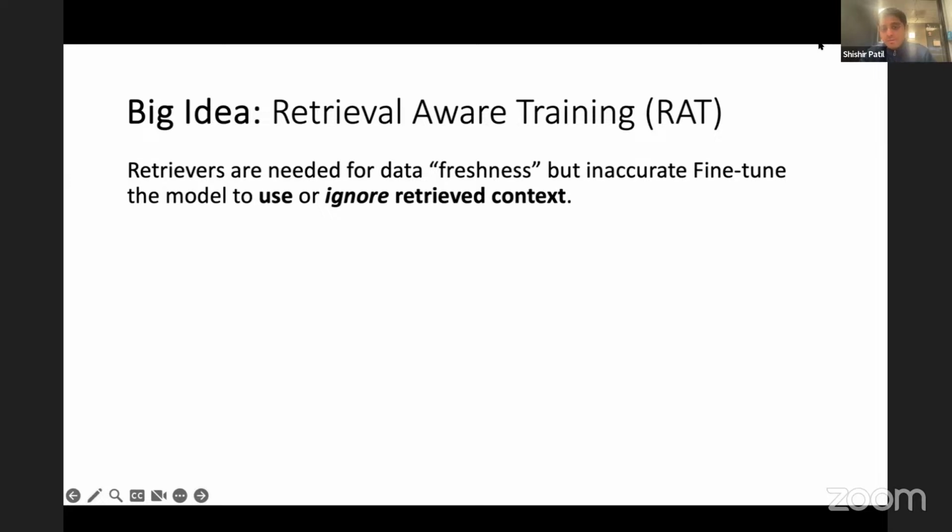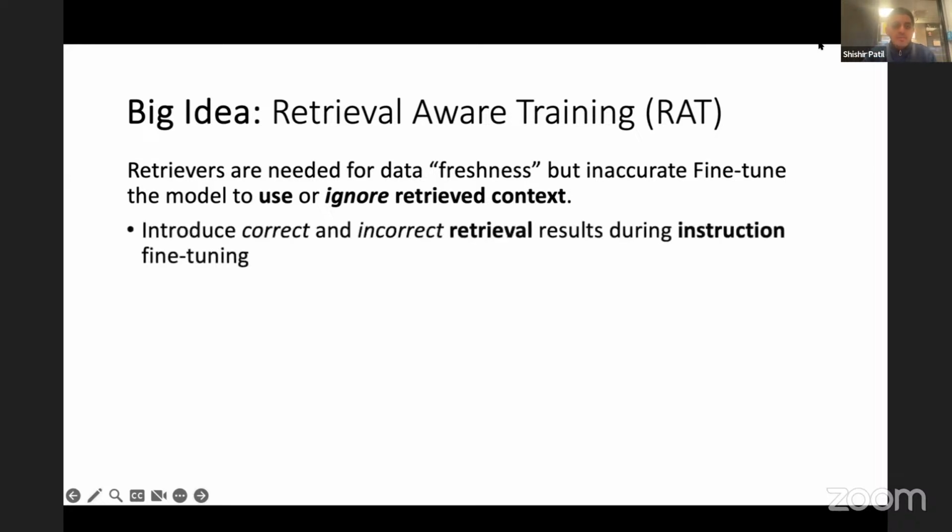So the key idea behind retrieval-aware training is the following. Can you train the model to either use or ignore the retrieved context? So you're basically making the model implicitly determine one bit: is the set of documents that my retriever gave me relevant, or is it not relevant? So that's the high-level idea.